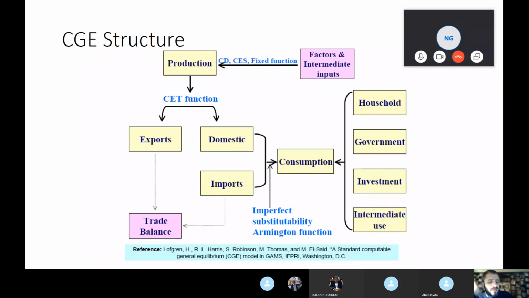And as you can see here in the lower part of the slide, for the trade balance, which is the difference between exports and imports. So that's mainly the structure of a CGE model.